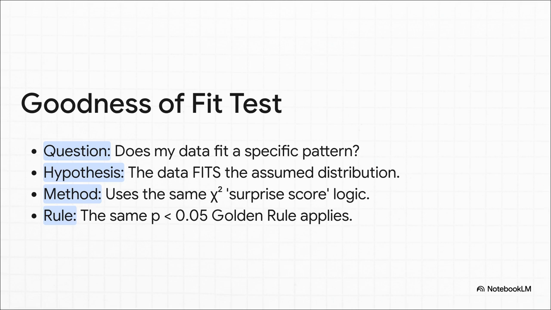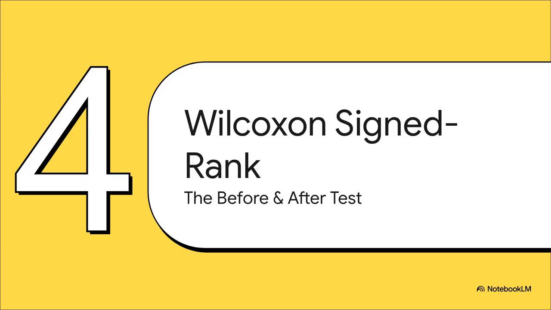So for example, a manager might guess that customer complaints are spread out pretty evenly across all 5 weekdays, right? That's the pattern. So the starting assumption, the null hypothesis, is that the data does fit that pattern. And here's the best part. The method is exactly the same as what we just did. It calculates the same kind of surprise score to see how much your data deviates from that perfect pattern, and you use the exact same p-value golden rule to make the final call. Easy.